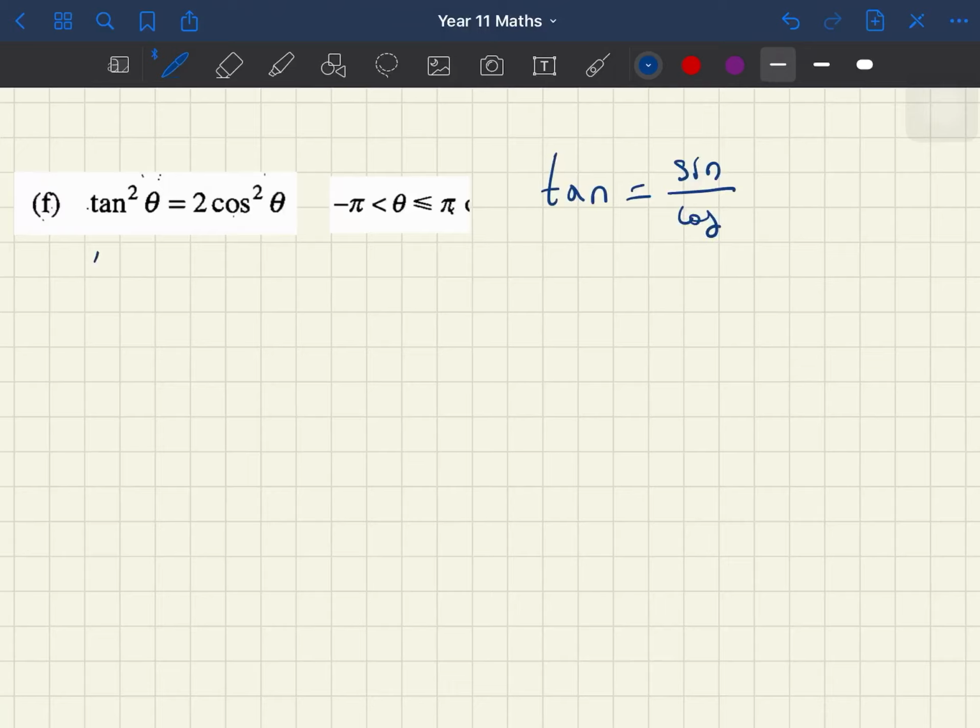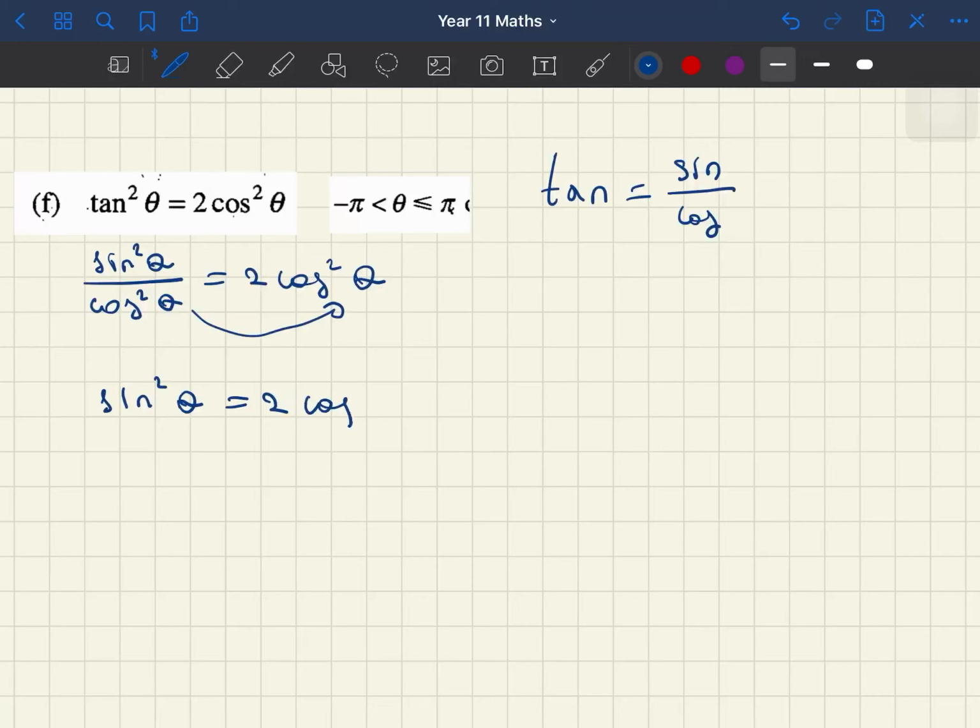Then tan squared equals sine squared over cosine squared, right? Which is equal to 2 cosine squared of theta. Yeah, we can take this cosine here. We will get sine squared of theta equals 2 cosine to the power 4 of theta. Sine squared can be written as 1 minus cosine squared of theta, because of the identity, right? So 1 minus cosine squared of theta equals 2 cosine power 4 of theta.